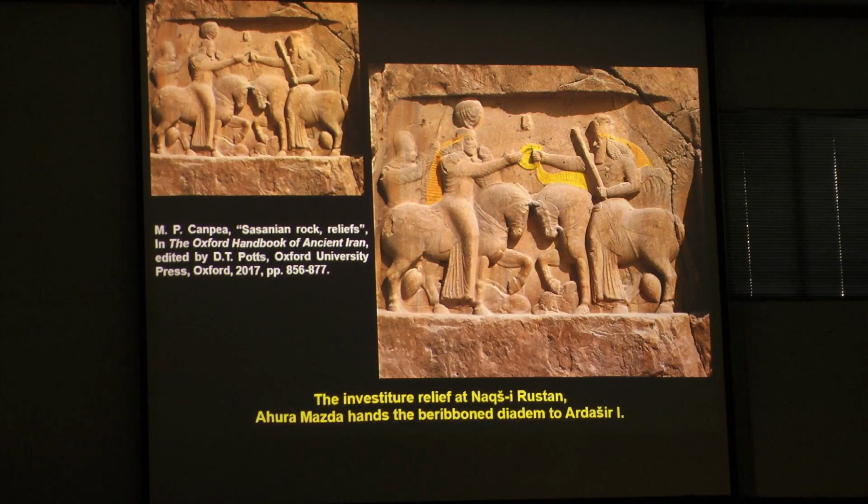Sasanian reliefs depict Ahura Mazda investing the ruler by handing him a Beriban diadem, which is long enough to fall almost to the waist. In the investiture relief at Naqsh-e Rustam, Ahura Mazda hands the Beriban diadem to Ardashir I. This highly innovative and powerful composition elegantly and forcefully proclaims the Sasanian ideology of divinely inspired kingship and irresistible victory.